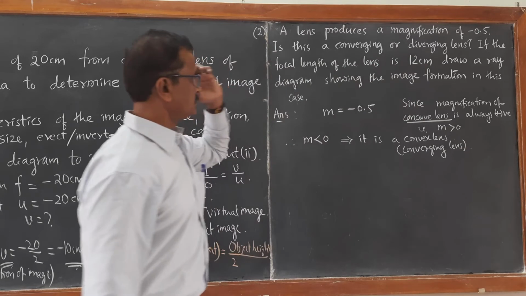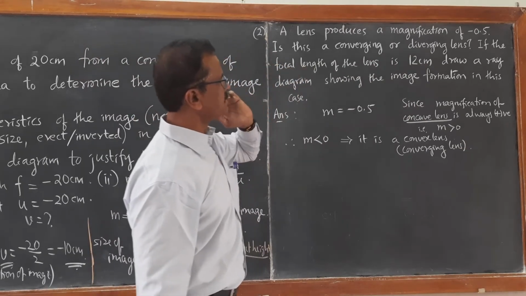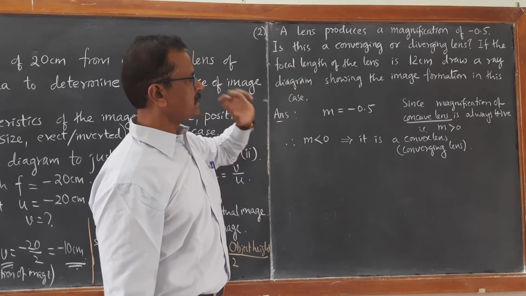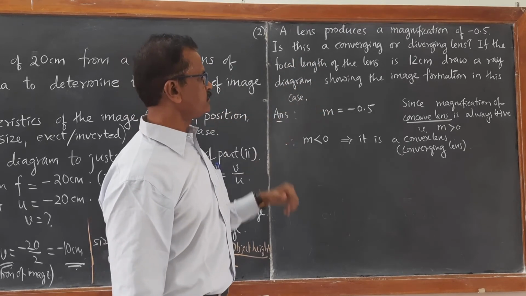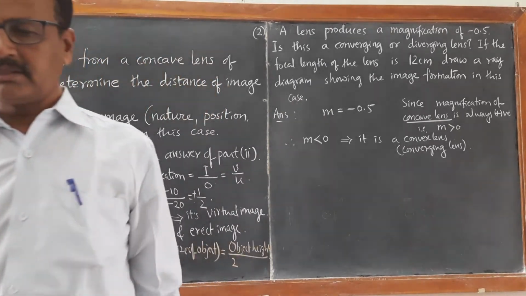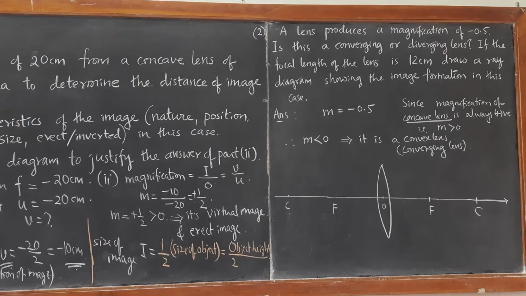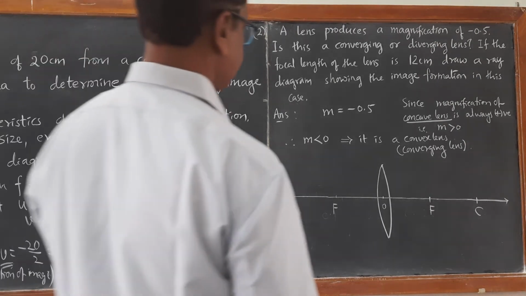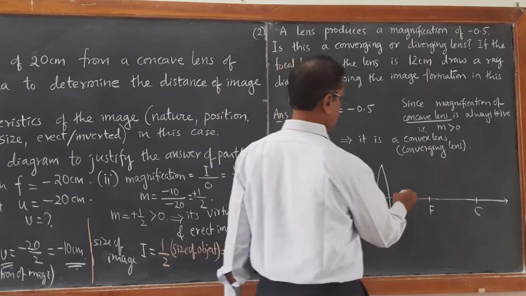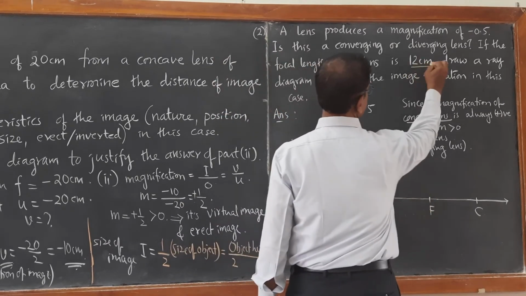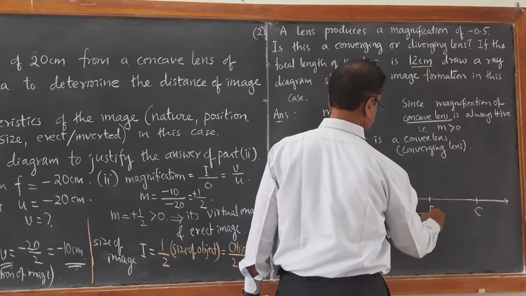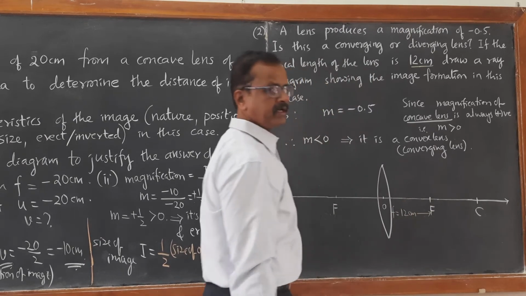The next one is, if the focal length of this lens is 12 cm, draw a ray diagram showing the image formation in this case. Simple. So now we will draw the ray diagram. Look at this convex lens. This is the principal axis of the convex lens. The focal length of this convex lens is given 12 cm. So OF is 12 cm. It is positive. For a convex lens, focal length is positive.